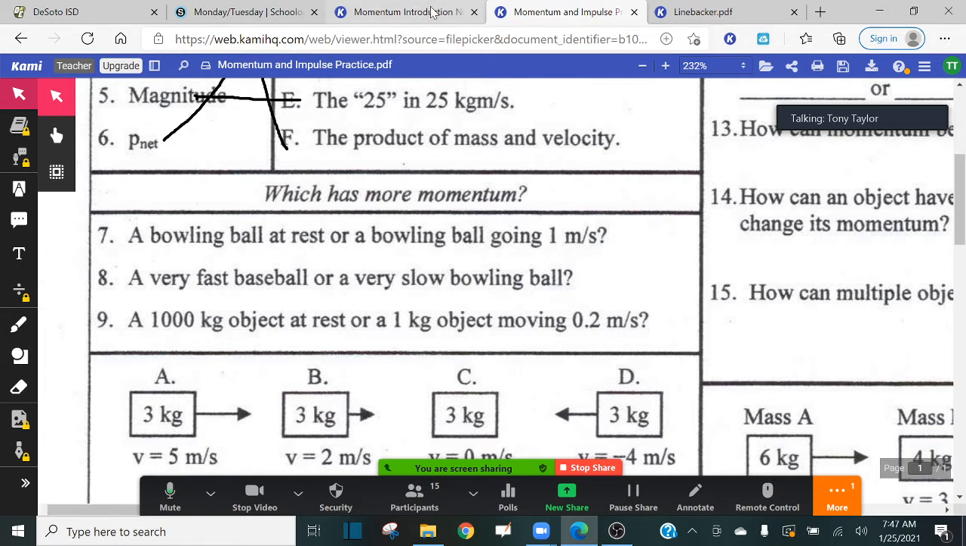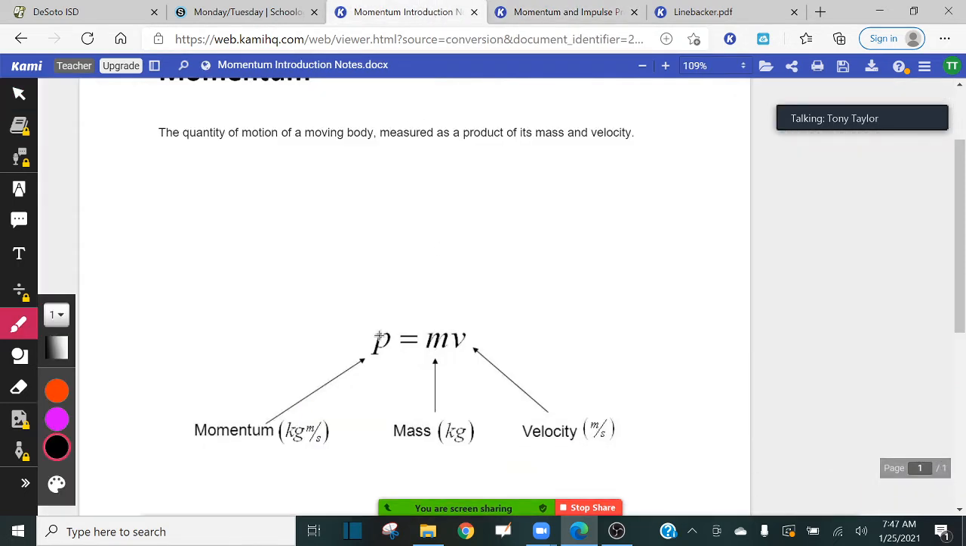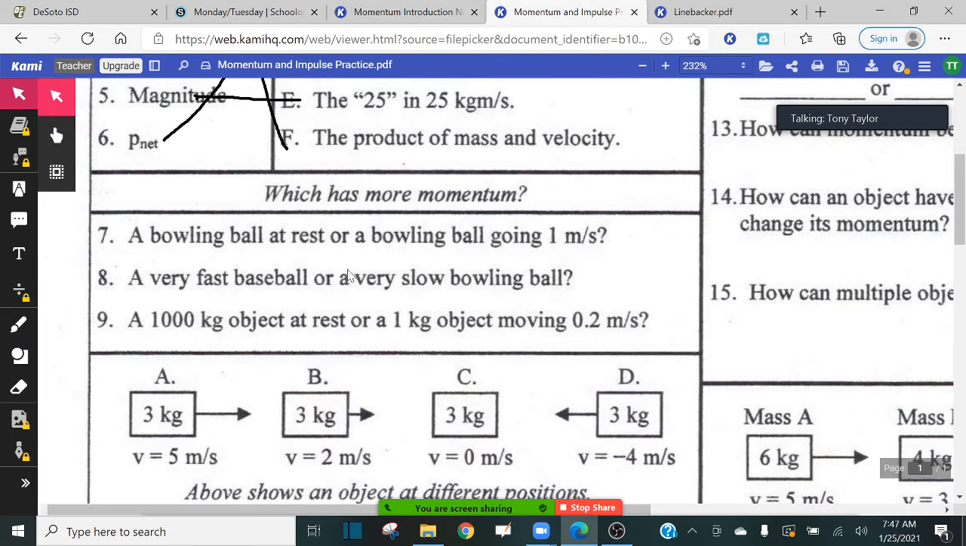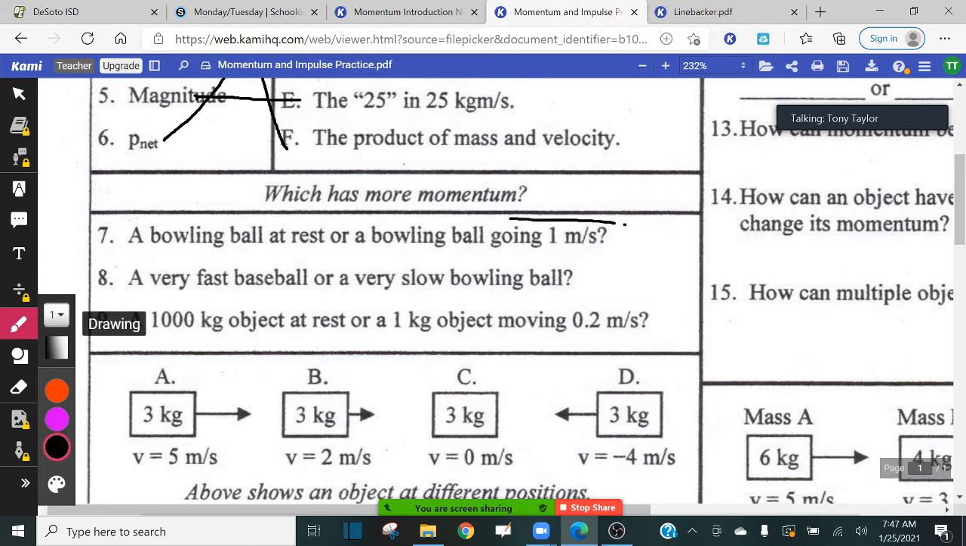That should make sense to you guys because momentum is the product of mass and velocity. If an object has zero velocity, it has no momentum. So if a bowling ball is at rest compared to a bowling ball in motion at 1 meter per second, clearly the bowling ball that's in motion is going to have the most momentum. Thus, the bowling ball at rest has zero momentum.